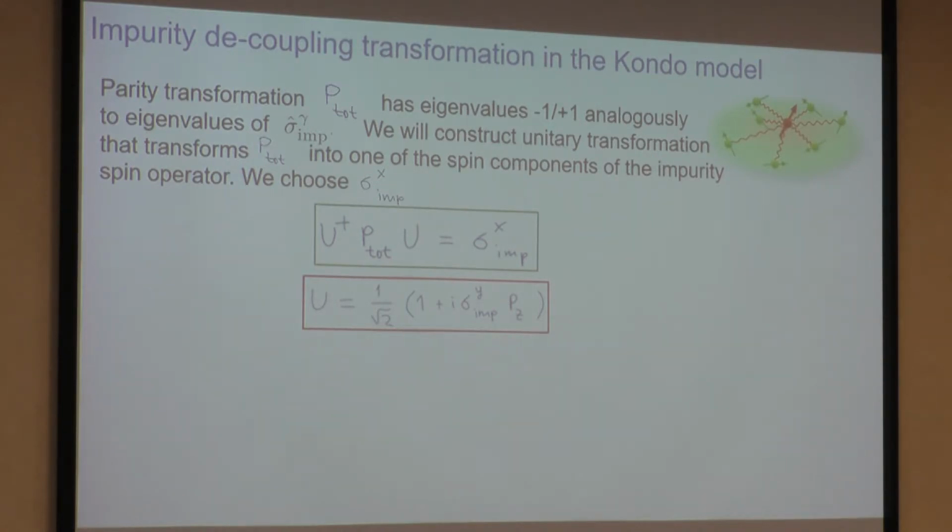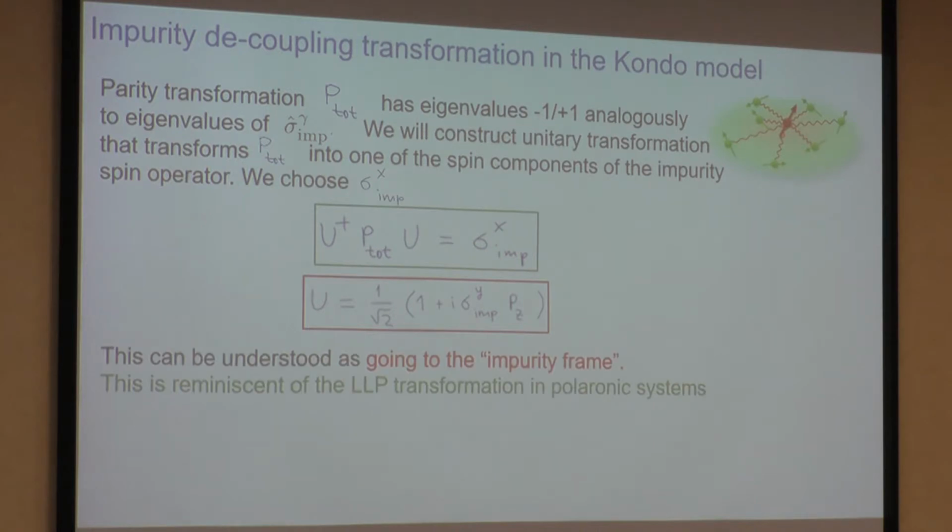And the answer is yes, you can actually do this. And in fact, you can construct this operator. It's a unitary operator. Again, we use this PZ, which was the parity operator for fermions in the bath. And the sigma y is now the rotation Pauli matrix for the impurity spin.